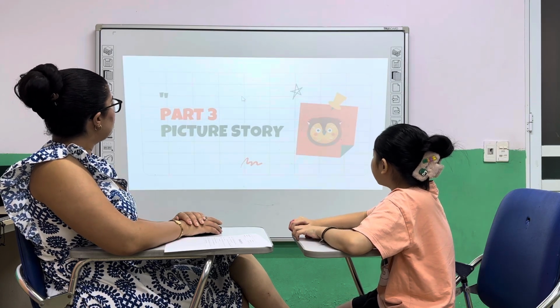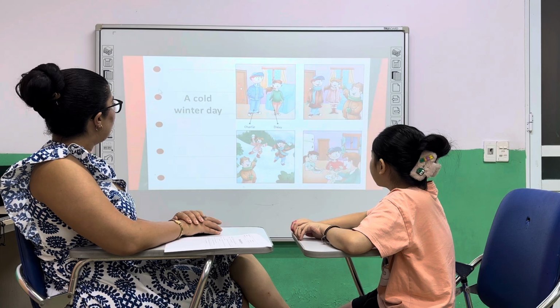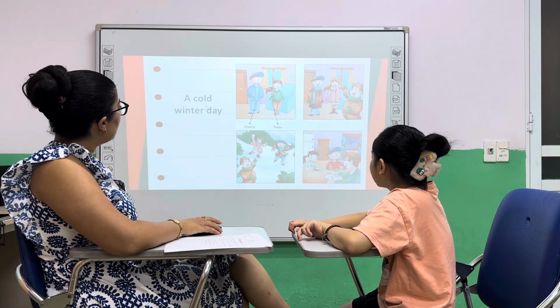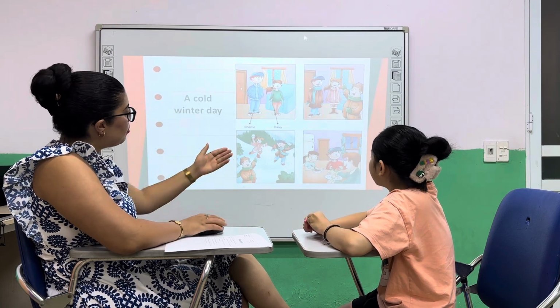Okay, now let's move to part 3. It's a story. The story name is A Cold Winter Day. We have Charlie and Daisy. Can you tell me what happened in the story?